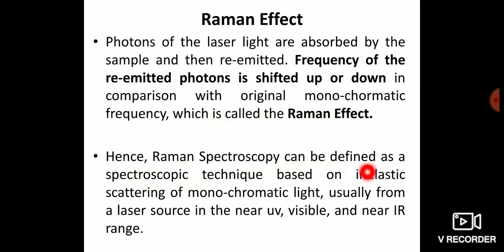Raman spectroscopy can be defined as a spectroscopic technique based on inelastic scattering of monochromatic light, usually from a laser source in the near ultraviolet, visible and near infrared range, right? So the absorption occurs in the near UV, visible and near IR region. This is how we can define the Raman effect. Raman effect is actually defining the Raman scattering, which is beyond the Rayleigh scattering, and it is a very small part of the entire scattering process.